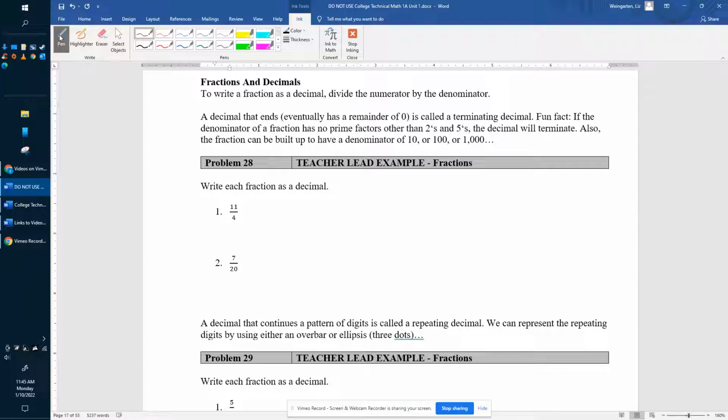So that's what I'm going to do. I have my calculator here with me. I am taking 11 divided by 4, and I get 2.75. I'm going to do the same thing with the next one. I have 7. I'm going to divide it by 20 in my calculator, and I get 0.35. You see problems like this where you are changing a fraction to a decimal? It's as easy as that.